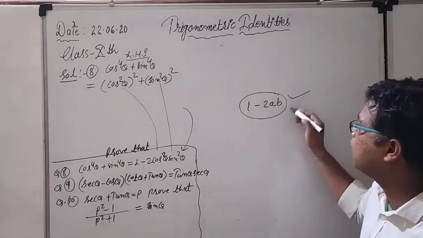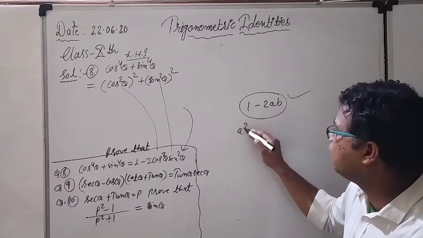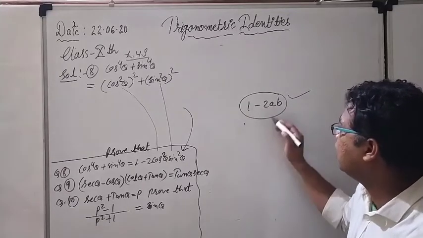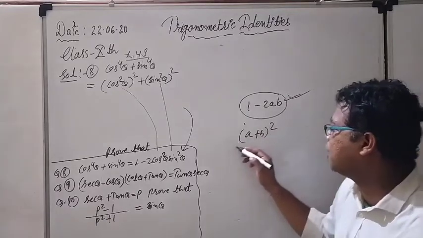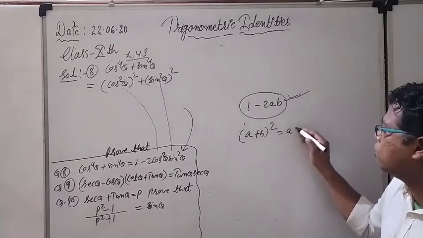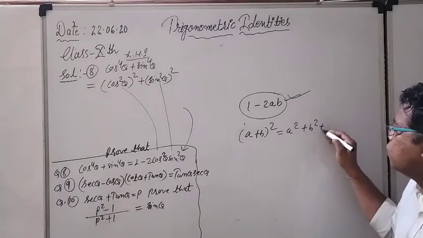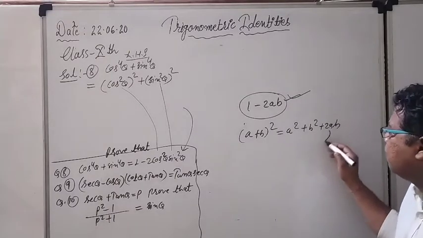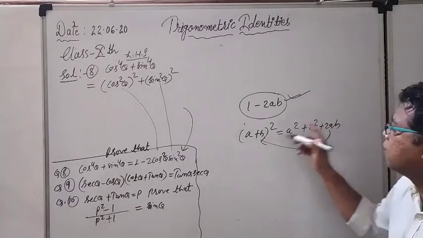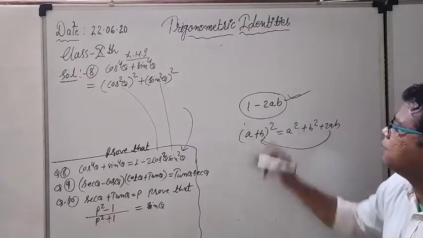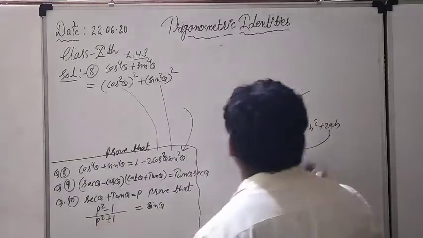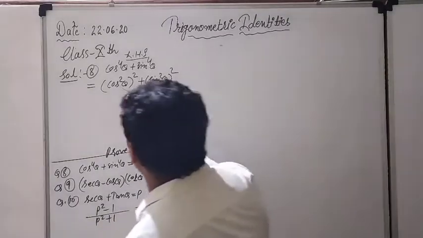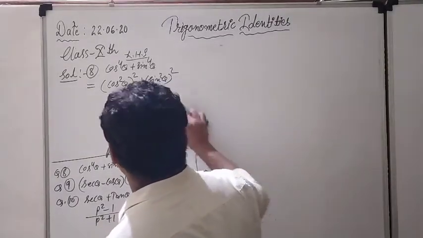1 minus 2ab. The formula I think of comes from the expression (a plus b) whole square, which is a square plus b square plus 2ab. When we transfer this to the other side, it will represent minus 2ab. So we will come to this point and apply that formula here. Once again I am going to rub the board.